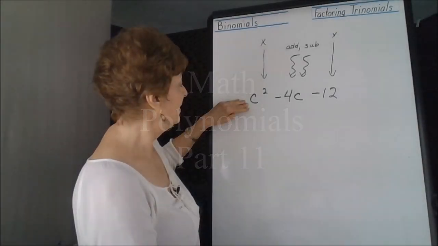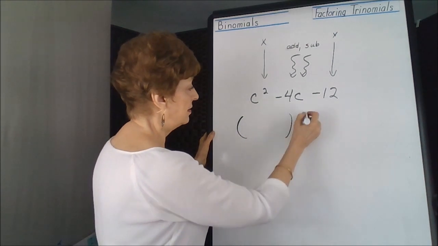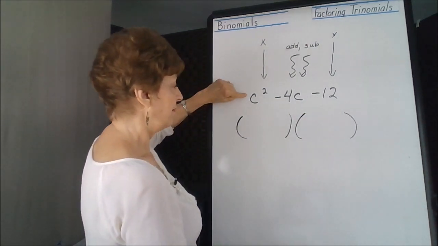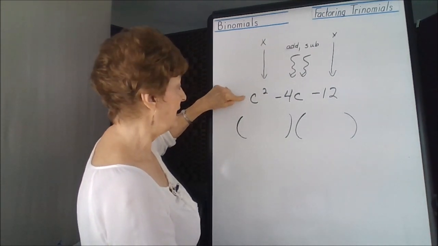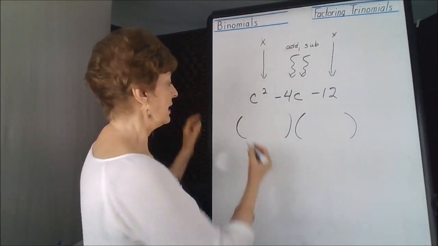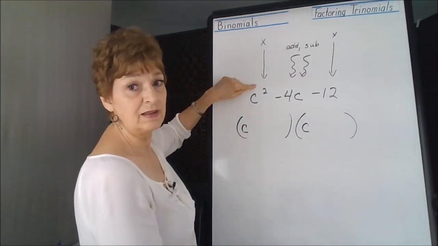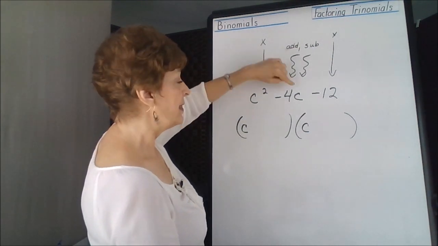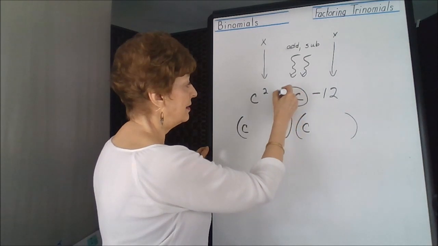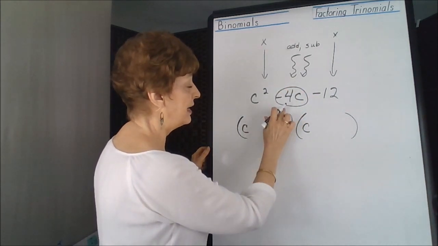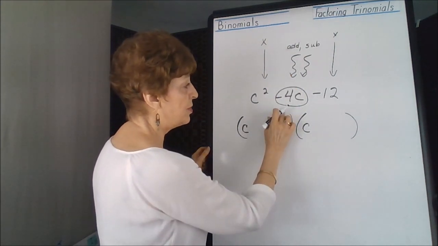Similar problem. I have to break this into two binomials. My first item is a multiplication. I need a coefficient of 1. It's easy. I'm going to put a c in both spots because c times c is going to give me c squared. Now I have to look at my signs and realize that I have to get a negative for c by doing addition or subtraction.